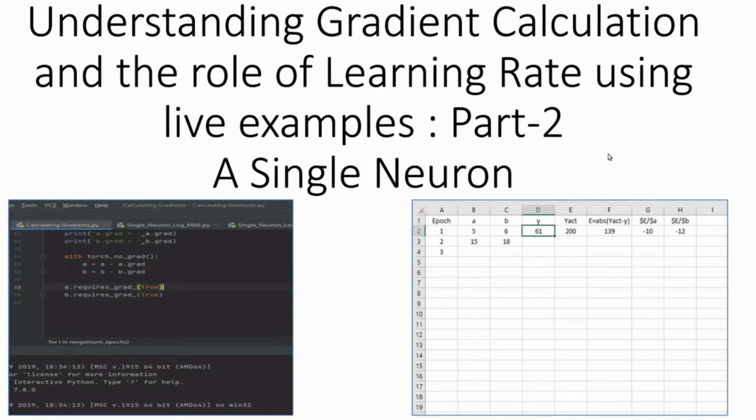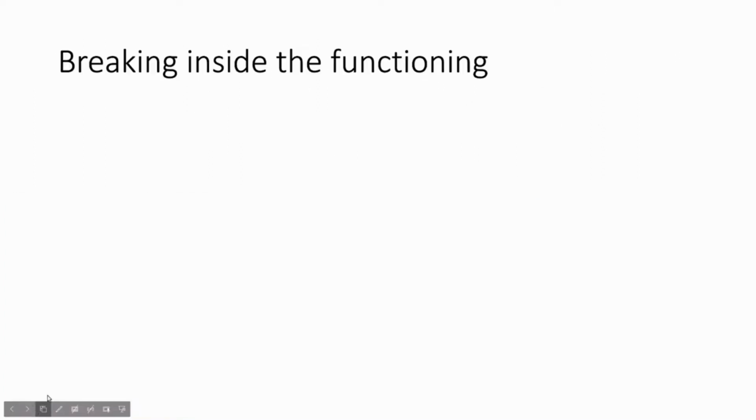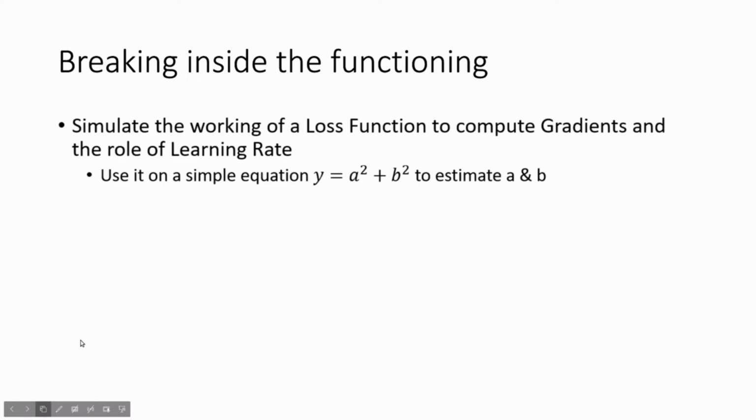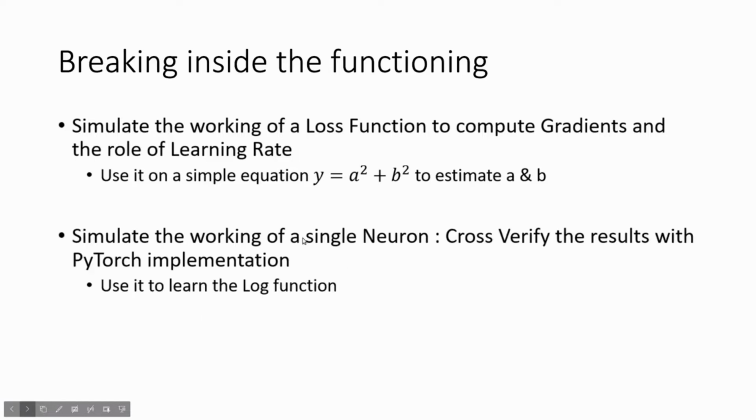This is the second video in the series where we are trying to understand gradient calculation and the role of learning rate. Here in this video we will be using a single neuron and understand its functioning and how its weights are updated. In the previous video we saw how gradients are calculated. We took up a simple equation y equal to a square plus b square to estimate a and b. We would now be focusing on the working of a single neuron, where we will try to see the PyTorch implementation and match it with an example using a simulation in a spreadsheet.